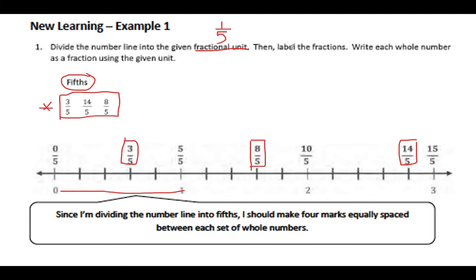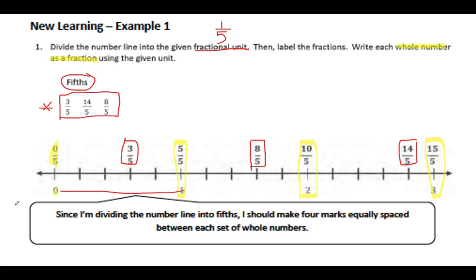Now the other thing that the directions wanted us to do was write the whole number as a fraction. And we've talked about this in our last couple lessons. So 0 is my whole number. So we got 0 fifths. 5 fifths is the same as 1 whole. 10 fifths is the same as 2 wholes. And 3 is the same as 15 fifths. Again, if this is confusing, please go watch Miss Fifield's fraction review video that I linked earlier. You can also find it in the fluency playlist.